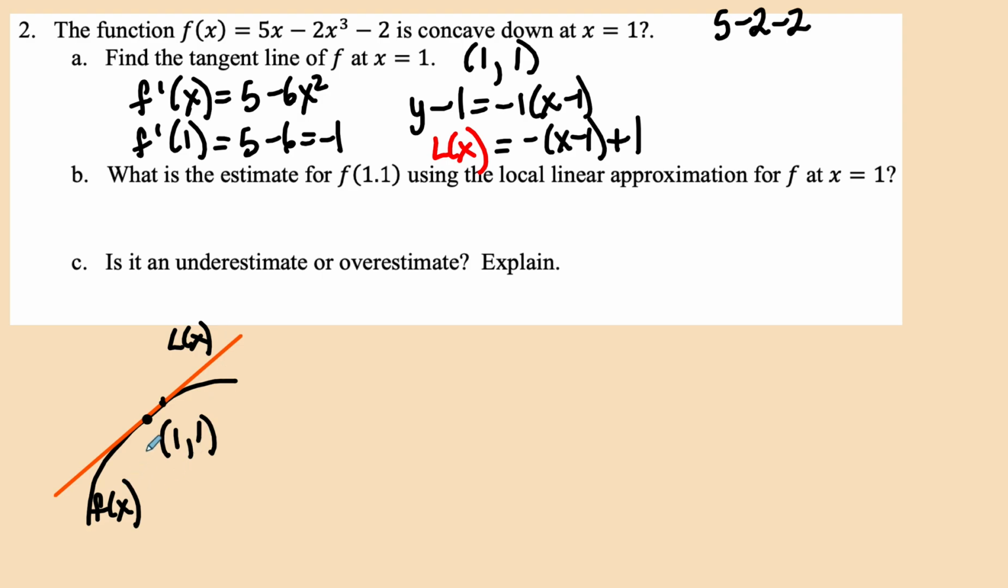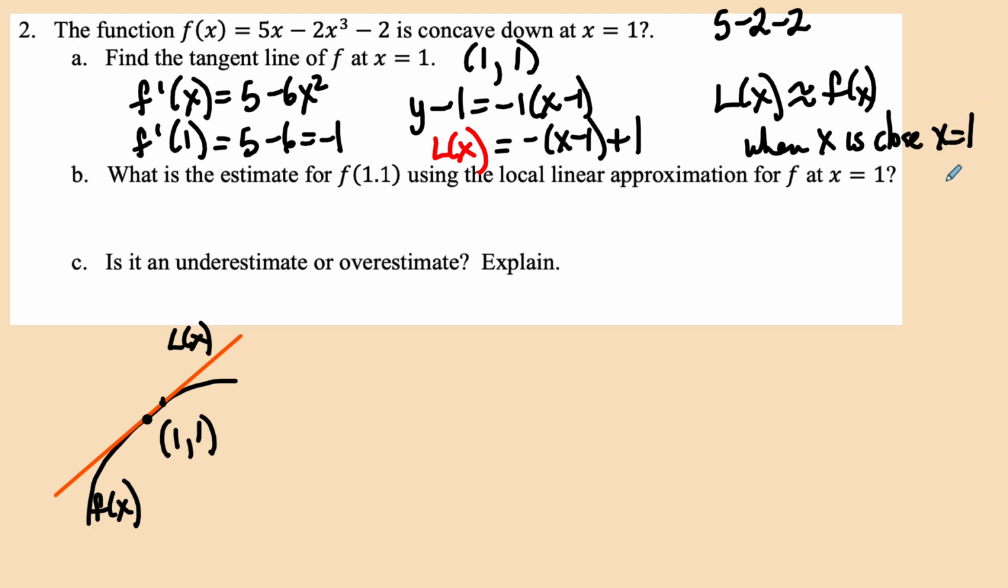Here's my function, and I'm going to use this line because I know the linearization is approximately the function when x is close to the tangent line, which is x equal to 1. So as long as it's close to x equal to 1, these are very similar. So we're going to do B part. I'm going to use the linearization at 1.1.